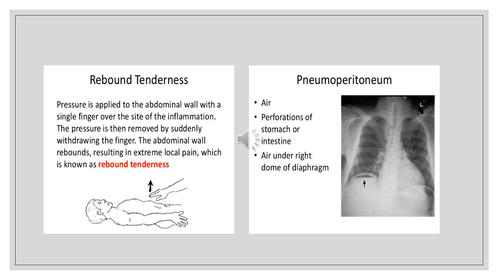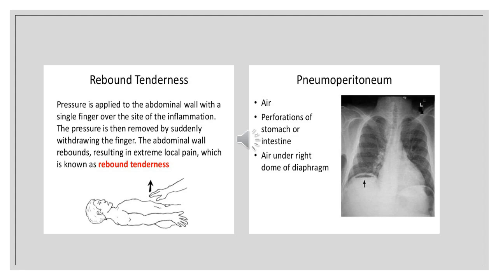If there is inflammation, pressure can be applied to the abdominal wall with a single finger over the site of inflammation. The pressure is then removed by suddenly withdrawing the finger. The abdominal wall rebounds, resulting in extreme local pain, and that is known as rebound tenderness.